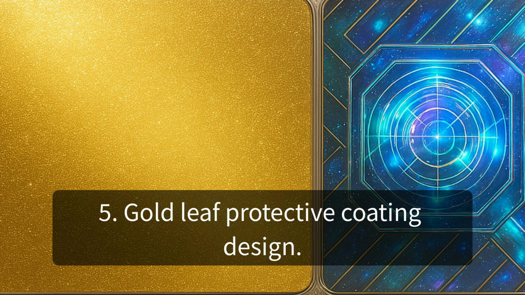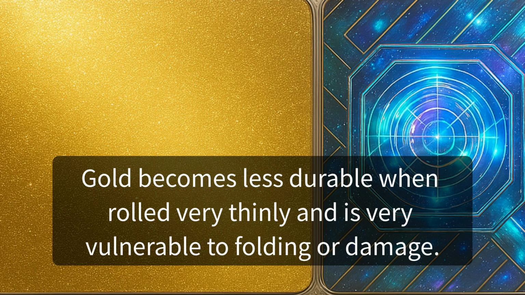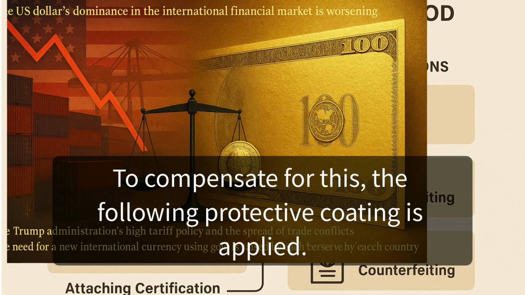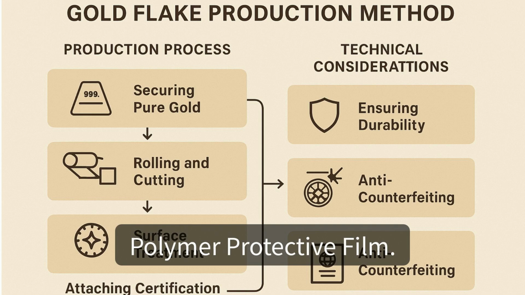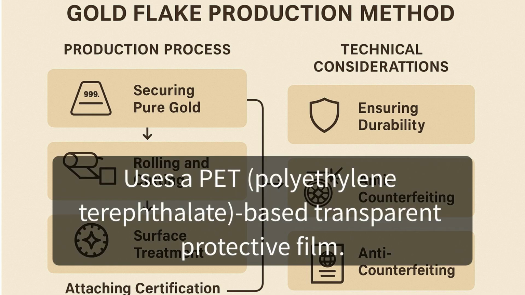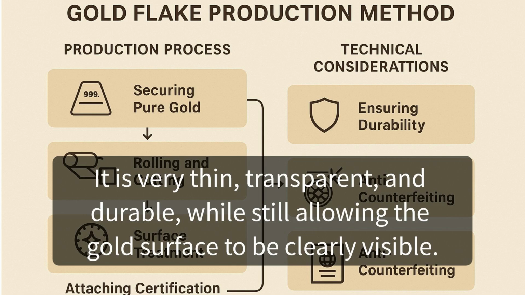5. Gold leaf protective coating design. Gold becomes less durable when rolled very thinly and is very vulnerable to folding or damage. To compensate for this, the following protective coating is applied. 1. Protective coating material: polymer protective film. Uses a PET (polyethylene terephthalate) based transparent protective film. It is very thin, transparent and durable, while still allowing the gold surface to be clearly visible.